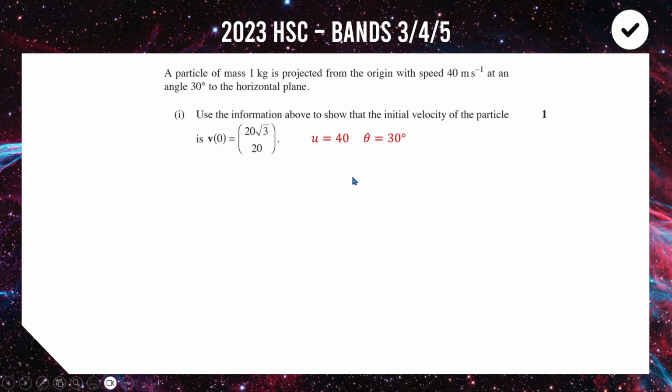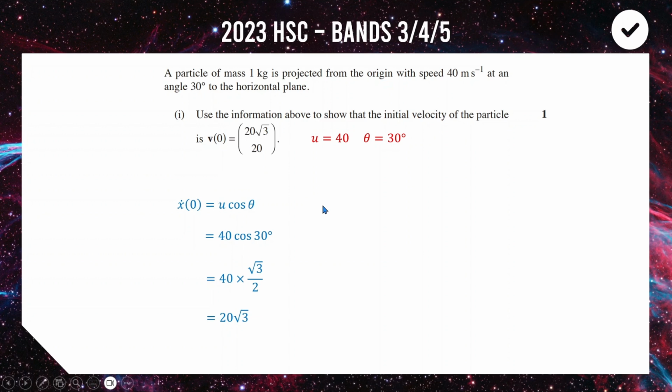So starting off with our initial conditions for a projectile, as always, initial x velocity is equal to u cos theta. So u is 40, being our initial velocity, and theta is 30. So we get initial x velocity as 40 cos 30. Cos 30 is root 3 over 2, so we just get 20 root 3, which is the required x component.